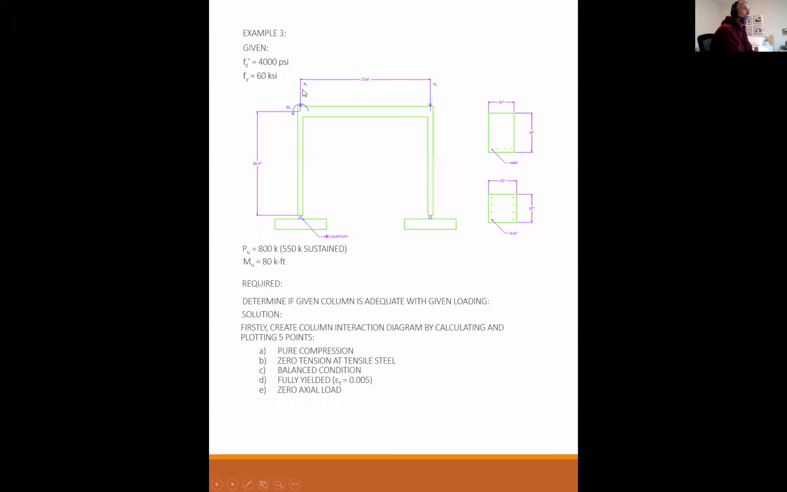If I had another column going up above here, then I would have to have the sum of the stiffness of this column plus the sum of that column. And if I had another beam coming in from this side, then I would have the sum of the stiffness of this beam plus the sum of the stiffness of this beam. So in this case, we have one column, one beam, but you could have two columns, one beam. You could have one column, two beams, or whatever.